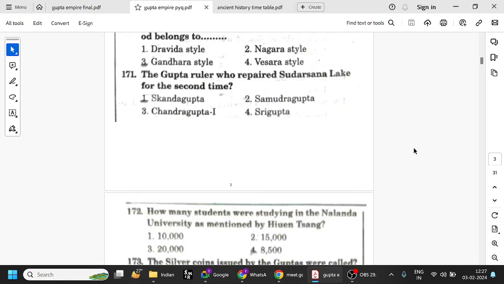So the Gupta ruler who repaired Sudarshan Lake for the second time: Sudarshan Lake, Skandagupta, the last great Gupta ruler. Yes, you can remember it like that. Skandagupta, the last one, repaired the Sudarshan Lake.